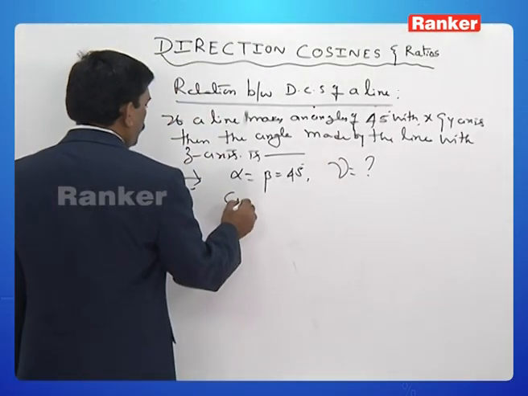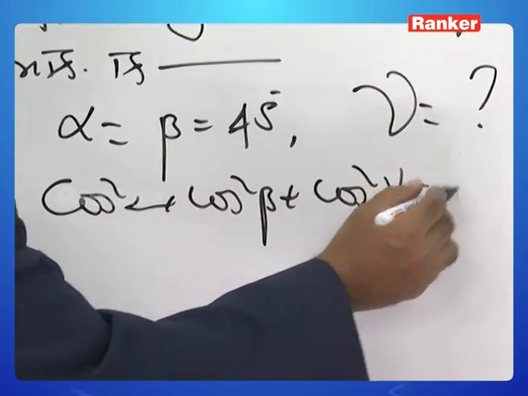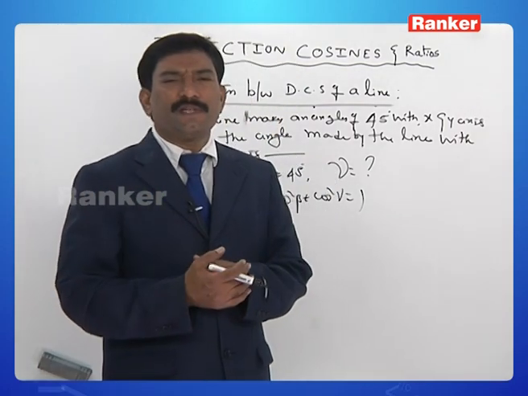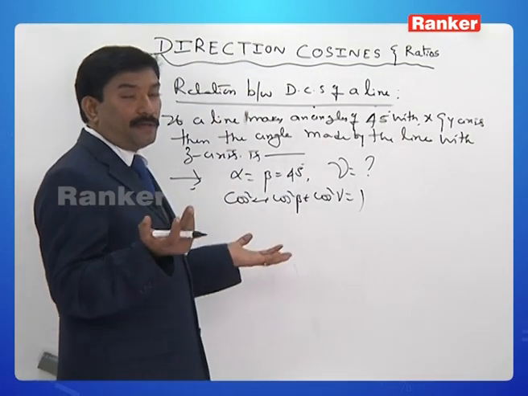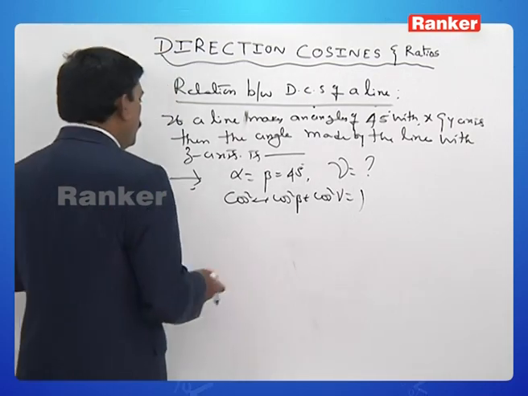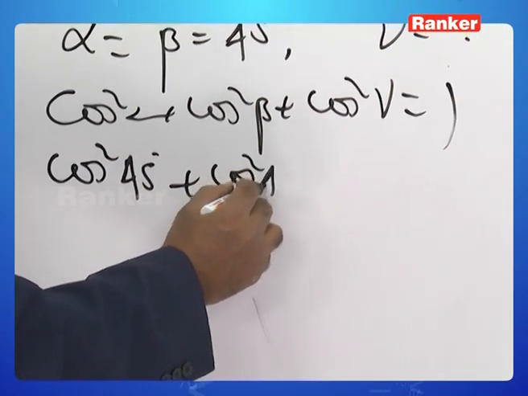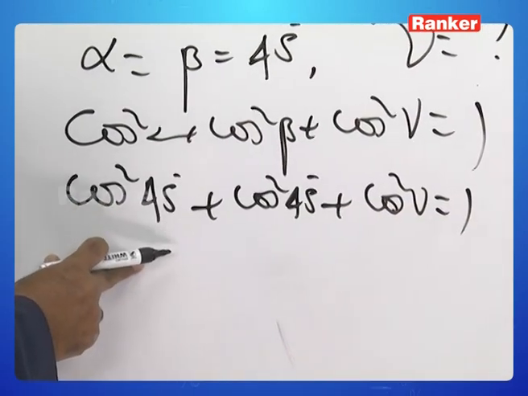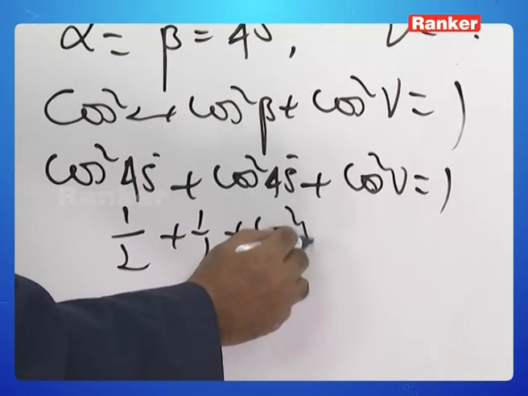We have the relation cos square alpha plus cos square beta plus cos square gamma is equal to 1, or else you can go for sin square alpha plus sin square beta plus sin square gamma is equal to 2. So you can make use of any relations. Sigma cos 2 alpha is equal to 1, you can go for that also. So therefore, now cos square 45 plus cos square 45 plus cos square gamma is equal to 1. Cos 45 is 1 by root 2. 1 by root 2 whole square, it's a half.